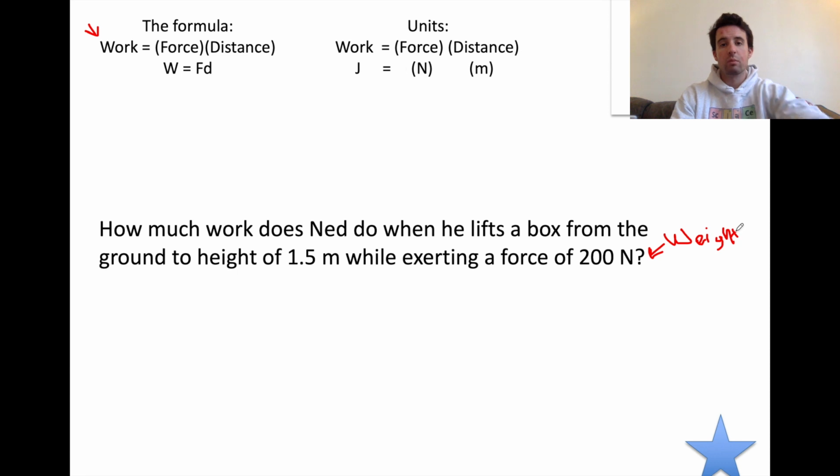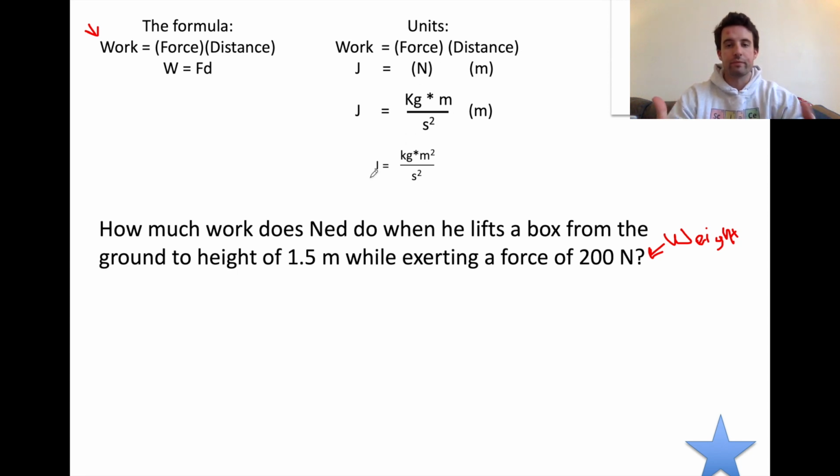So there I am kind of showing you as we work through how the units all work out. So we get joules as kilograms times meters squared divided by seconds squared. That's not super important. You just have to write joules at the end of your problems.